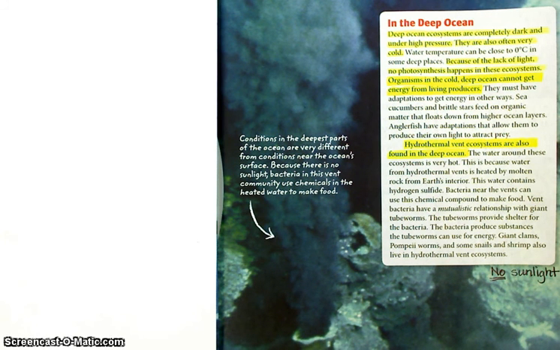Okay. But the big thing to remember about deep ocean ecosystems is that there is absolutely no sunlight down there. It is pitch black. Okay. And so the food web in a deep ocean ecosystem is not going to involve your typical producer that makes its own food from sunlight.